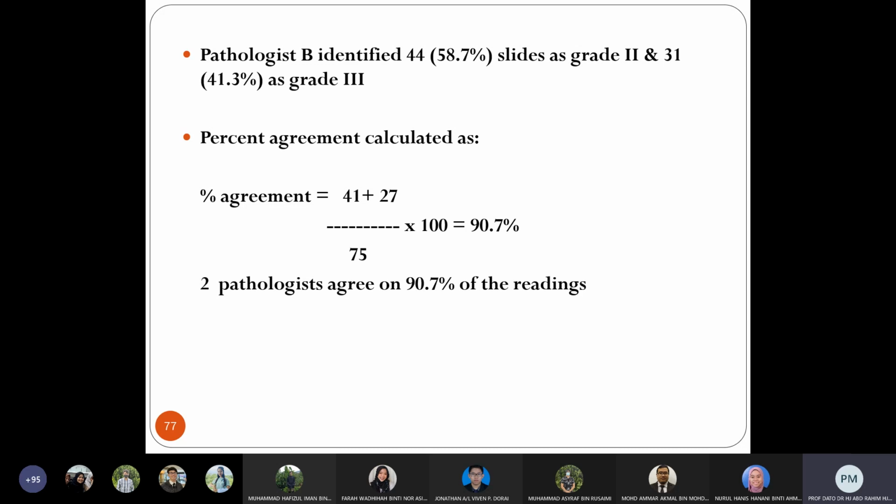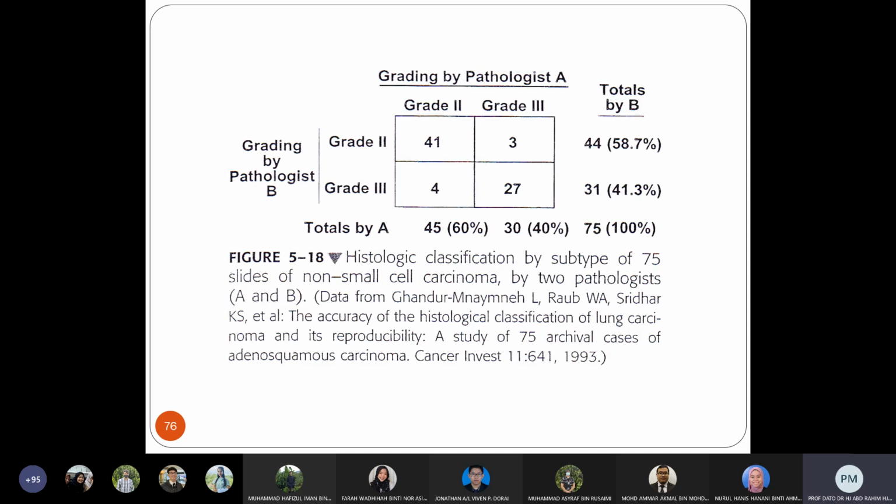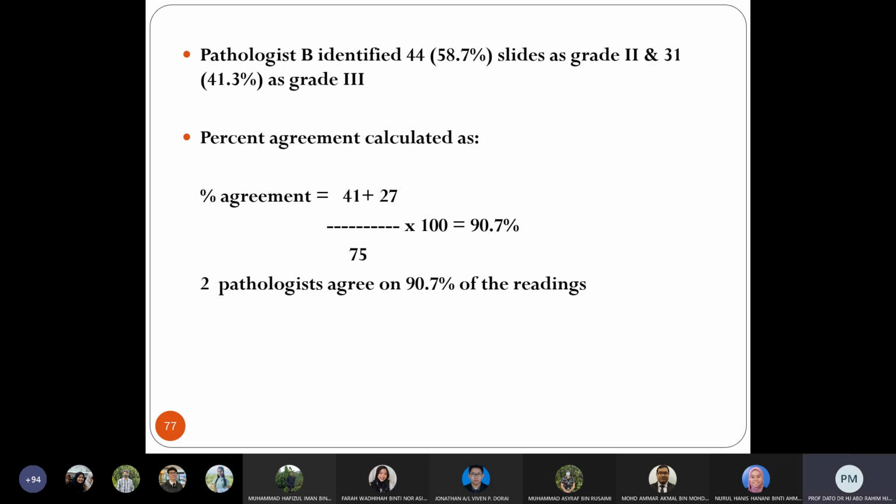Okay, so here we look at the agreement. Grade 2: 41 out of 45 is agreed by both. And grade 3: 27 agreed by both. So we add 41 plus 27 and divide by 75. We got 90.7, which is the positive agreement. So, Prof, this is the observed positive, right? Observed, based on this one.